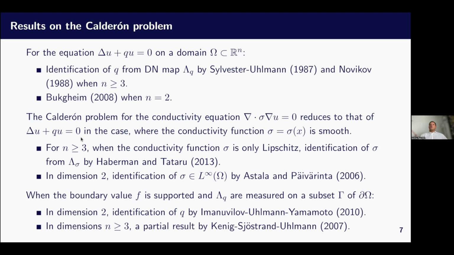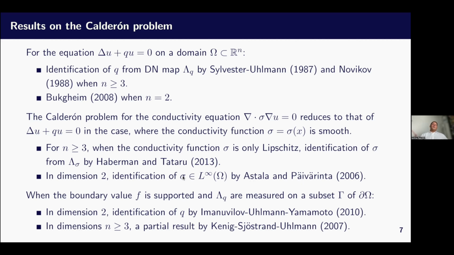However, in the case when sigma is not smooth enough, in dimensions n at least 3, when the conductivity function sigma is only Lipschitz, identification of sigma from the DN map was done by Haberman and Tataru in 2013. In dimension 2, there's a very good result, and in that case, the conductivity can even be zero or infinity. The identification of sigma in that case from the DN map was done by Astala and Päivärinta. These are, by the way, Finnish guys. I'm from Finland as well.